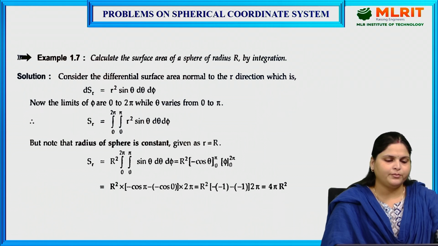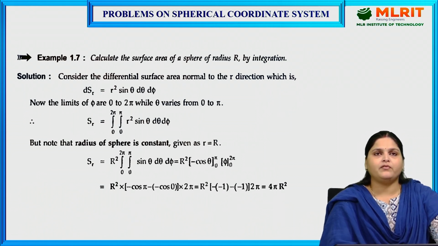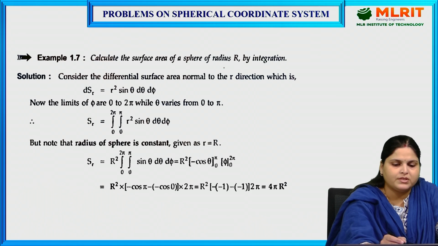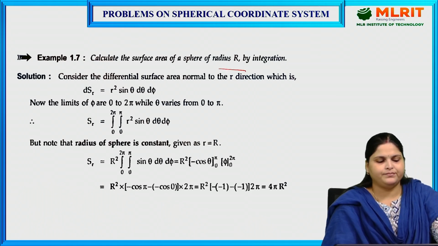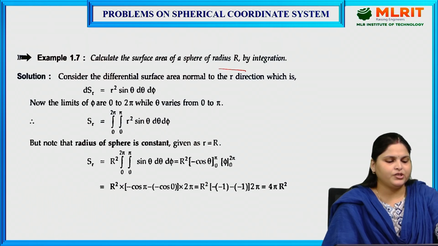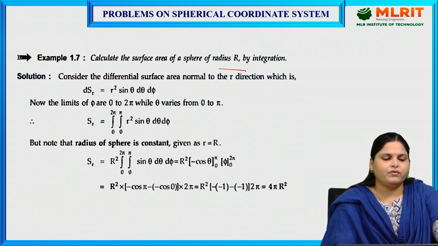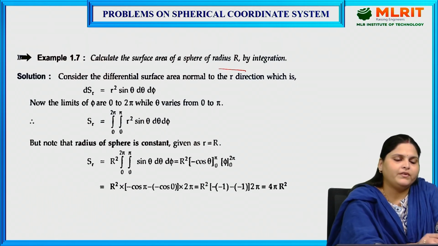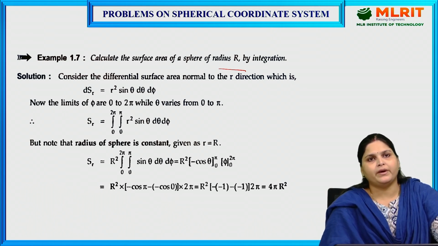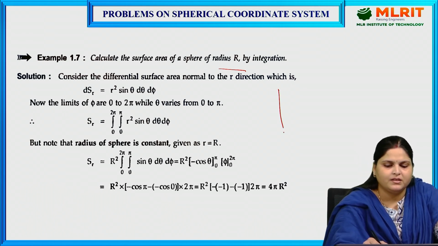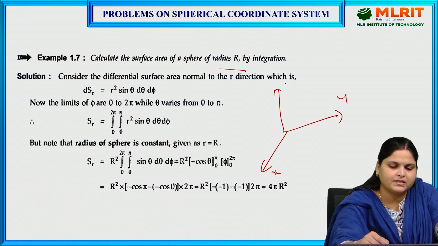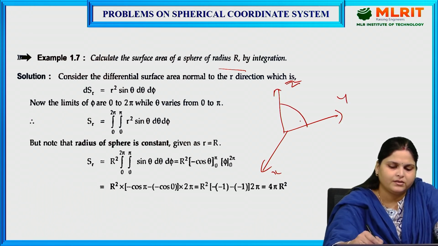Let's take another problem. Now we will calculate the surface area of a sphere whose radius is r. Again we have to use integration, right? So what we will do? We are going to consider the differential surface area which is normal to the x direction. Means this one. This is x, this is y, this is z.